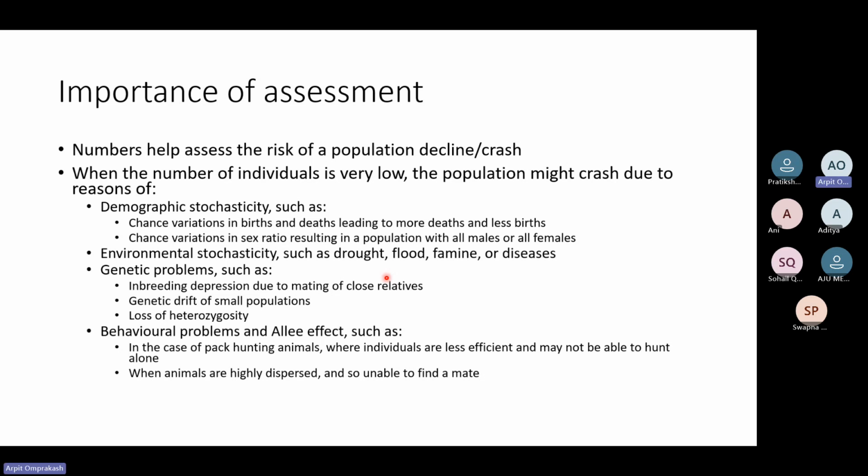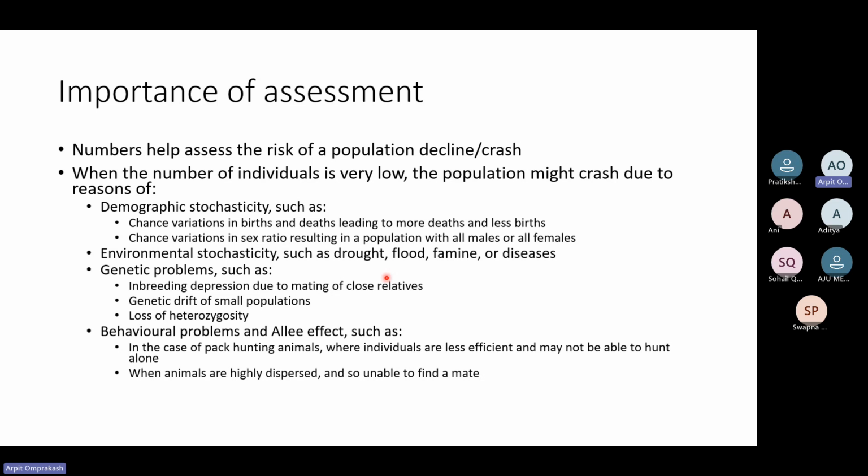So basically, it helps us assess the risk of population decline or crash. What happens if there is a population crash? How can a population crash? If there are very few individuals, then the population will crash for a lot of different reasons, such as demographic stochasticity, chance variation in birth and death, sex ratio, and all that. Environmental stochasticity, such as drought, flood, famine, diseases, and genetic problems such as inbreeding depression, genetic drift, and so on.